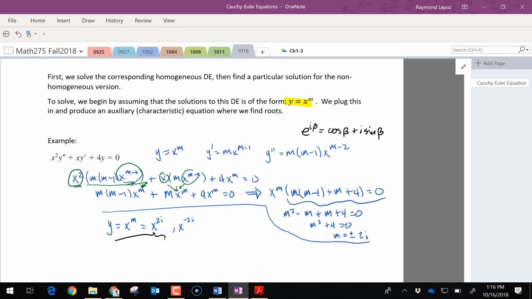Log it to the base x. Sure. E to the ln of x to the 2i. Isn't that the same thing? So I have x to the 2i, and I want something equivalent to x to the 2i that has an e in it. But if I just take it as e to the x to the 2i, that doesn't work. But if I write it as e to the ln of x to the 2i, that's exactly how my solution is supposed to be, right?